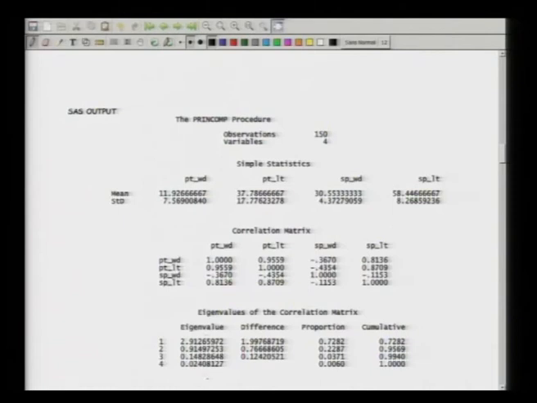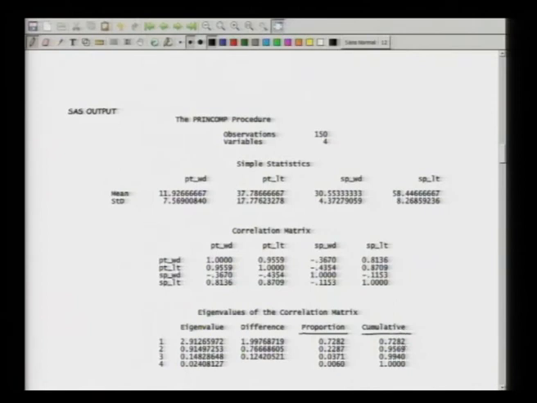These are the 4 eigenvalues ordered in decreasing order, the first one being 2.91, then 0.91, 0.15 and 0.02. This is the successive difference, and this is the proportion of variability. This is what is important to us: the proportion of variability that each of these eigenvalues is explaining, and this is the cumulative part.